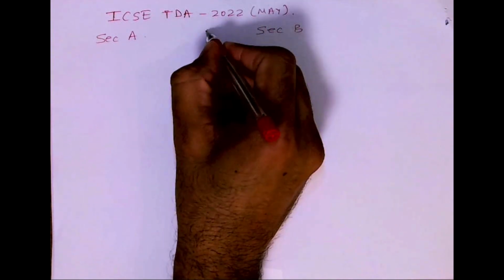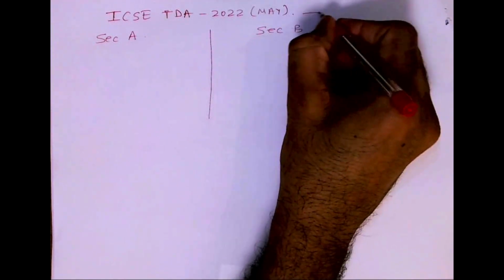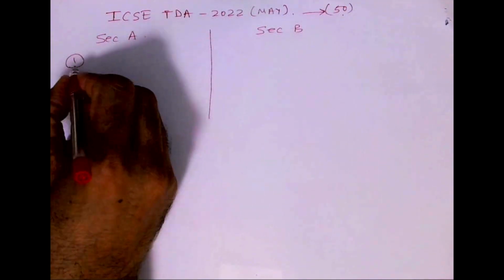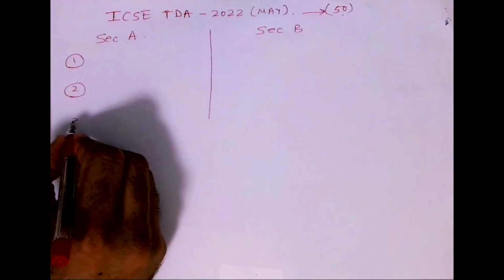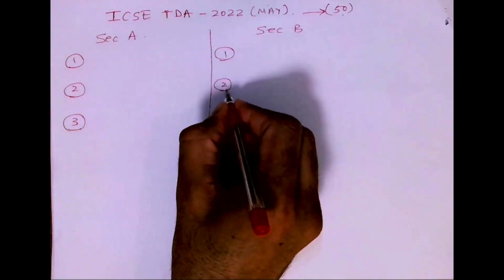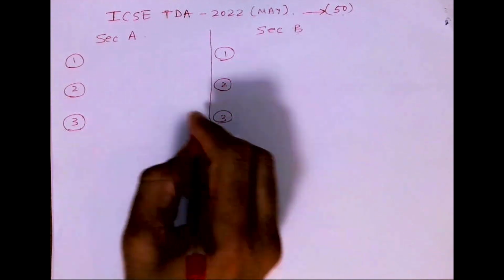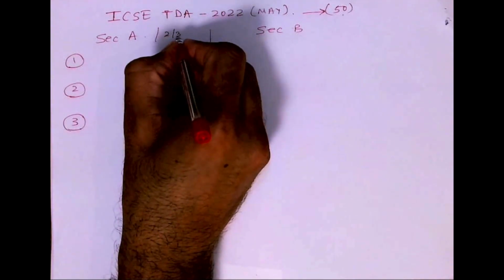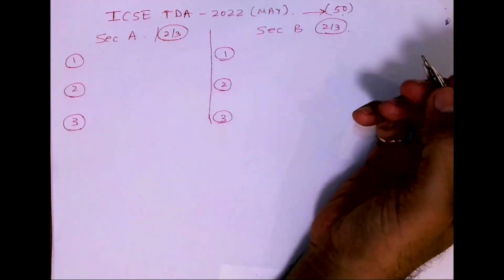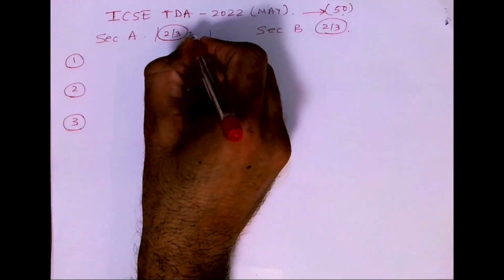So we'll have section A and section B. It is for 50 marks. In section A you will have 3 questions, and in section B you will have 3 questions. This is according to the sample paper. You have to attempt any 2 out of 3 here, and also 2 out of 3 here. So you have a choice.